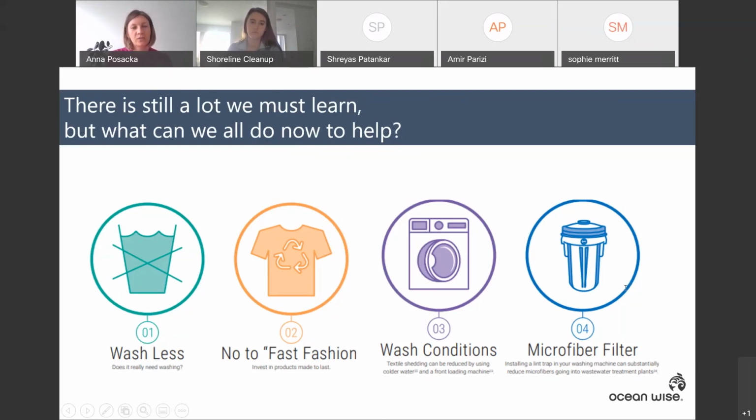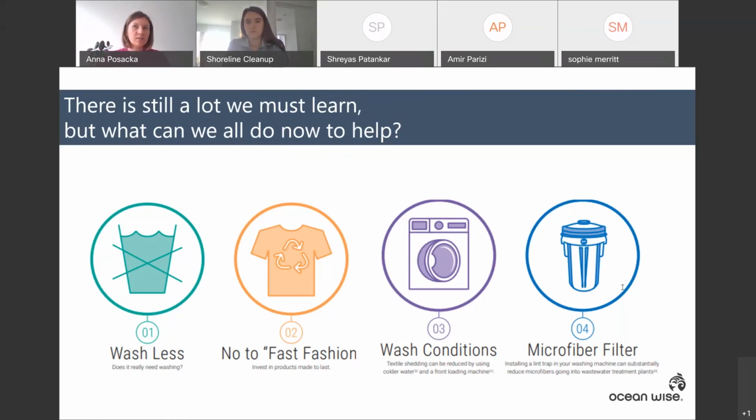So we want to do our best to mitigate and to prevent what we're producing right now as much as we can, without trying to wait for the perfect answer and perfect solution. And there's certainly no one solution at play. So there's very, very simple and sort of common sense things that we can do. One is to, of course, think about how often we wash our clothes. Another one, a big one, is our clothing consumption.